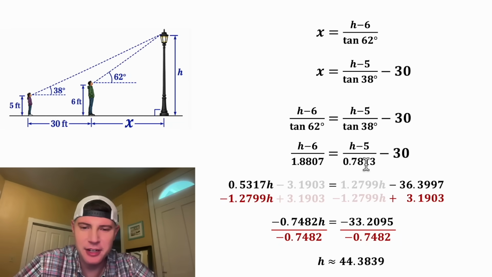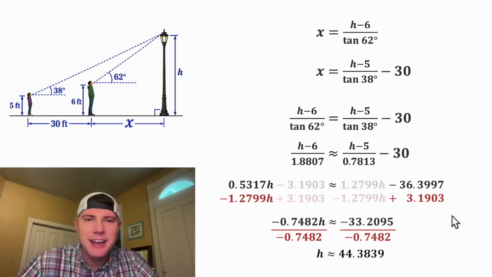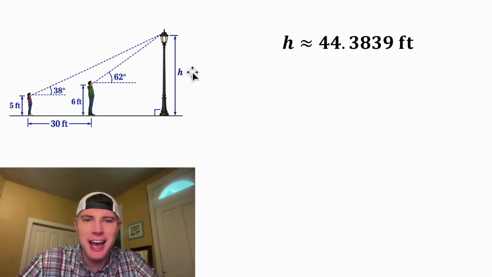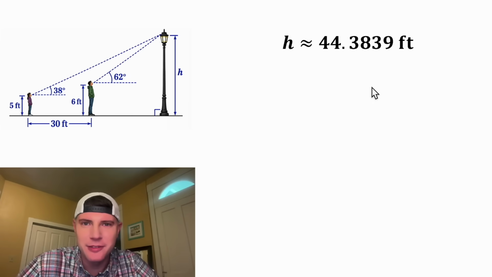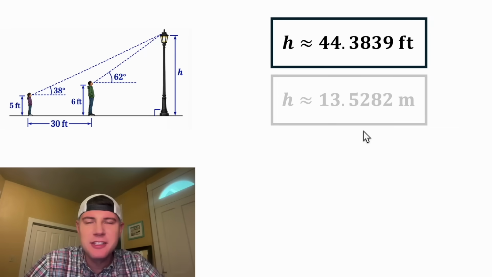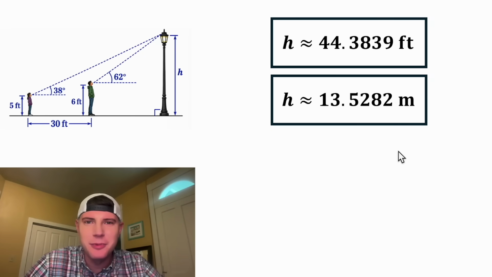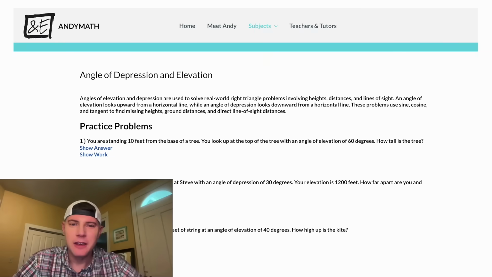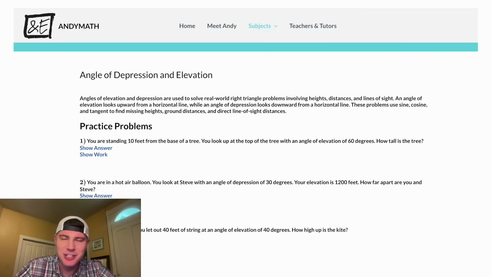In fact, starting right here, these are all approximate values. And that is the answer to our question. The height of this lamppost is approximately 44.3839 feet. Let's put a box around it. And this is approximately 13.5282 meters. How exciting.